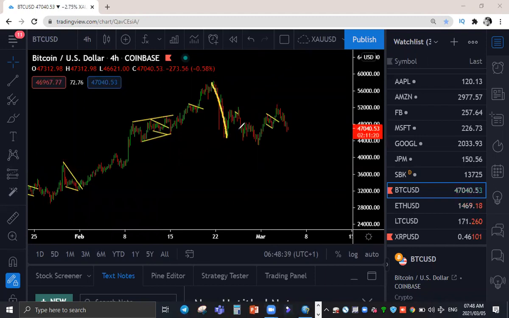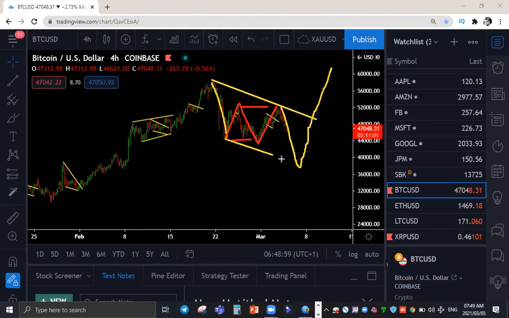That looks like a flat correction, a regular flat, textbook regular flat with 333. So that means a WXY in the middle there. And we're going to be looking for these to give us another move to around these levels before we resume to the upside. So this is setting up as one of those WXY moves that we like. So that is what we're going to be looking at. So when this corrective structure is done, we'll expect the next leg higher on Bitcoin.